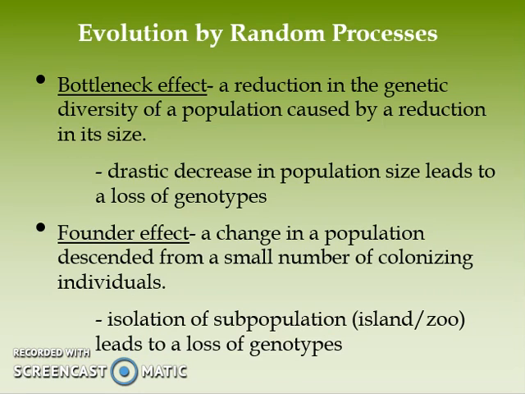Bottleneck, interesting thing. When a population gets reduced greatly, very rapidly, usually there's a loss of genetic diversity. In the new population, there's going to be a different gene frequency, and so you're going to lose some genes. Cheetahs are having a huge problem because they've gone through a bottleneck. So they're much more susceptible to disease, unfortunately.